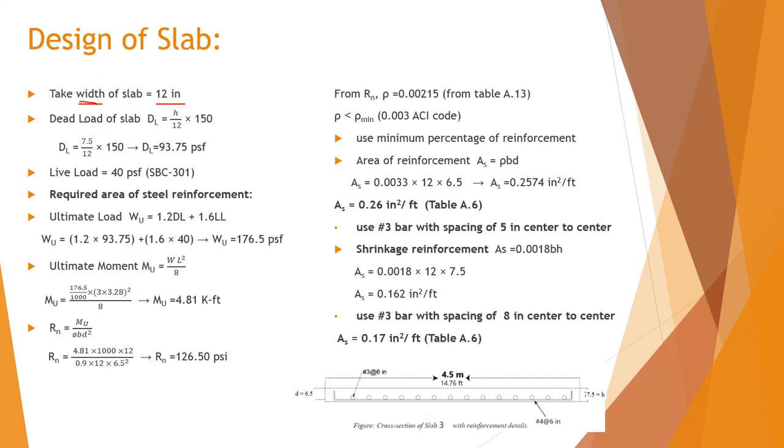Now you can calculate the dead load of the slab by using the formula H over 12 into 150. 150 is the gamma concrete. So when you substitute the values, we will get the dead load is 93.75 PSF.